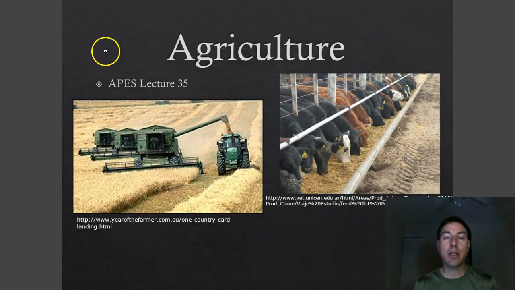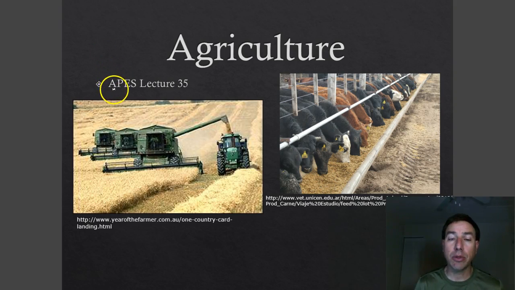This is Mr. Coates, and today we're going to look at agriculture. This is APES lecture number 35, and we're going to talk mostly about the history of agriculture and then get into the industrialized agriculture that we see. If you look at these pictures, these are obviously pictures of industrialized agriculture.